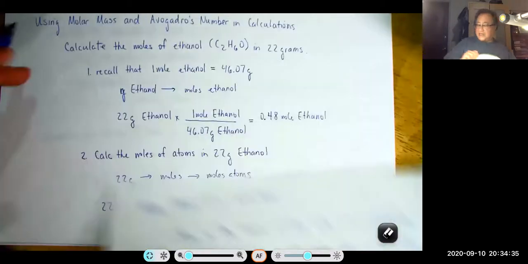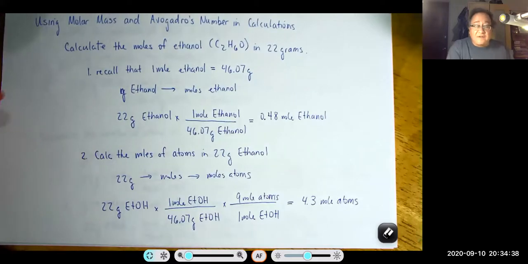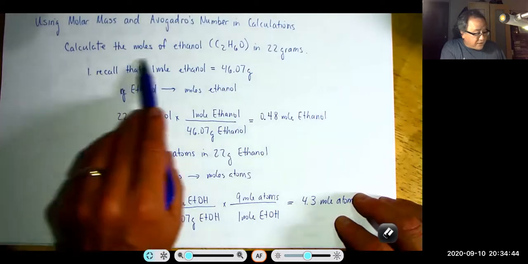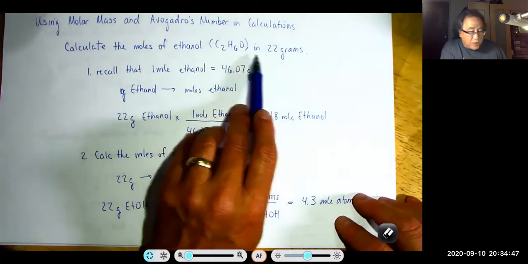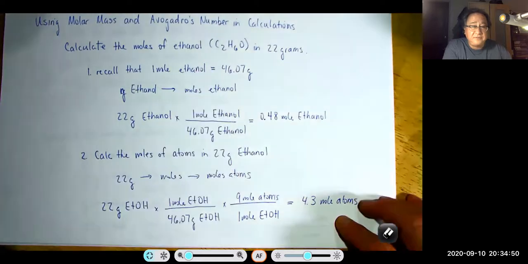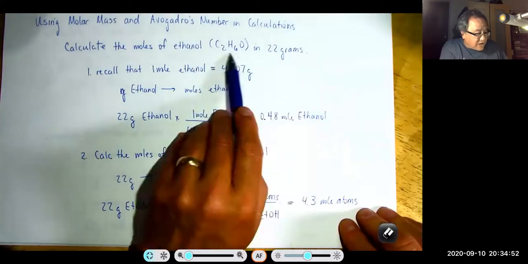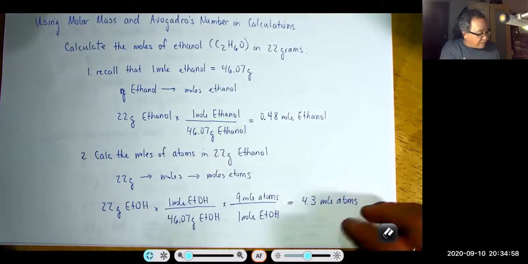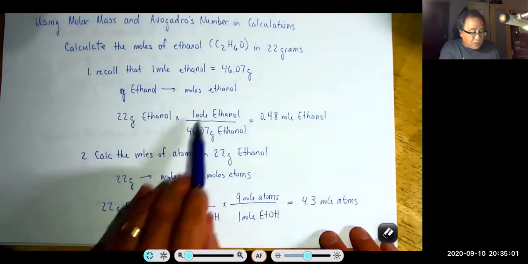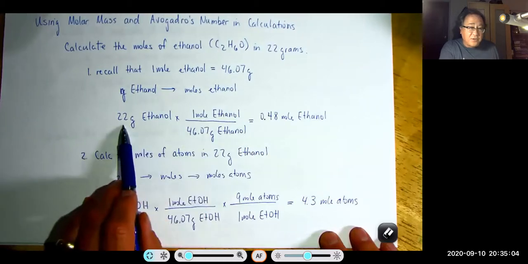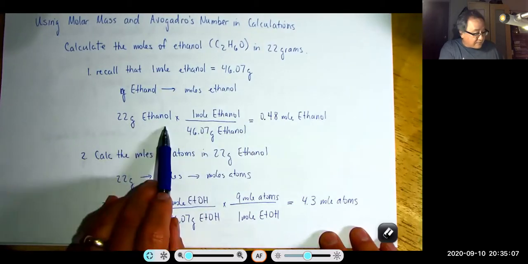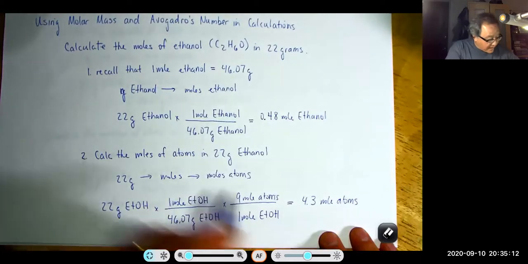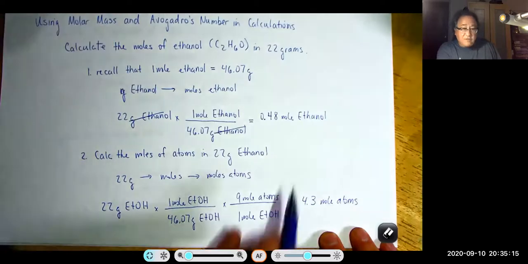And now we're ready for this slide where we're going to use the molar mass and Avogadro's number in calculations. We're going to calculate the moles of ethanol, C2H6O, in 22 grams of ethanol. We just did the molar mass of this compound, and it was 46.07 grams. So again, we can convert from grams to moles directly using the molar mass of ethanol, and here's the way it looks. 22 grams of ethanol times 1 mole of ethanol per 46.07 grams of ethanol. You can see that the grams of ethanol cancel, and we're left with moles of ethanol.